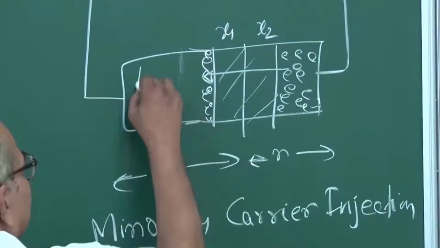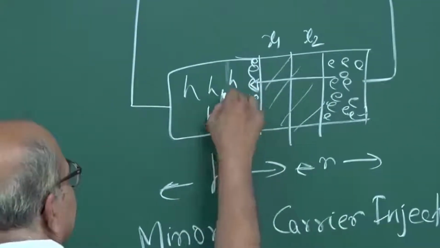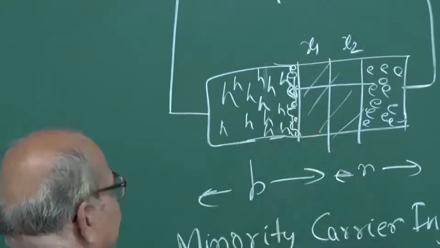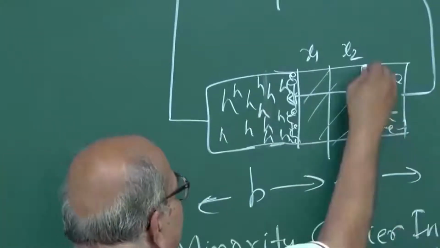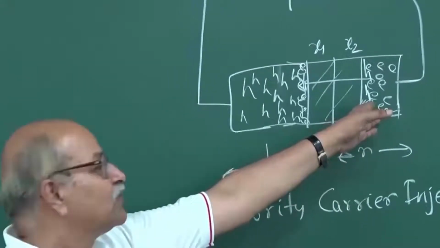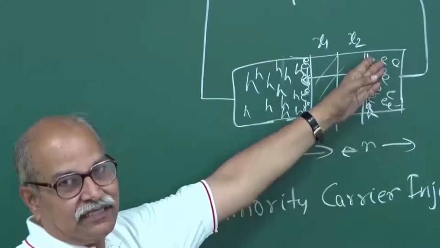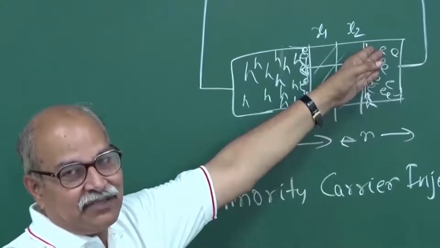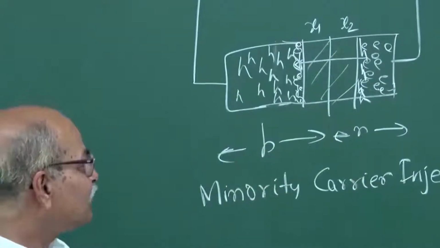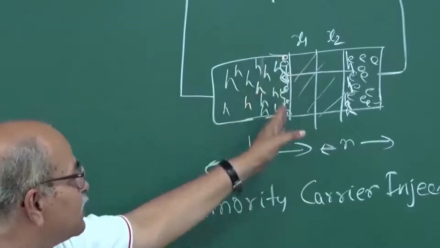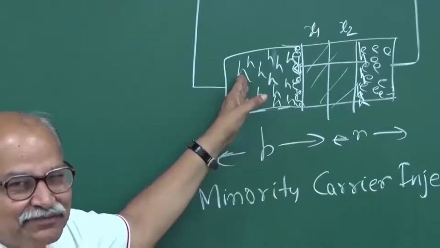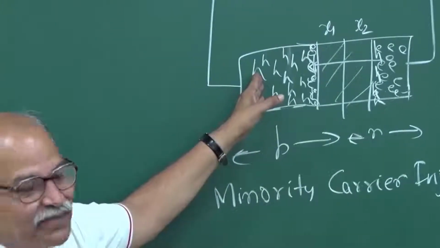And similarly, you have a large number of holes here, majority carriers, and because of this lowering of the barrier, these holes diffuse and appear on this side. On this side they become minority carriers because this is the N side, and holes will be labeled as minority carriers. So this is minority carrier injection. And then for these minority carriers you have a concentration gradient. Now I am talking of the mechanism of current once you have a forward bias.